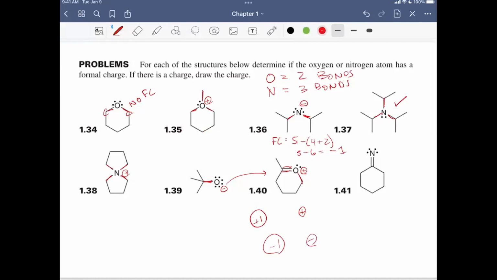Okay. This last practice problem, we have a nitrogen that has 2 bonds. So it needs one more to satisfy its octet rule. So it's going to be a -1 formal charge.